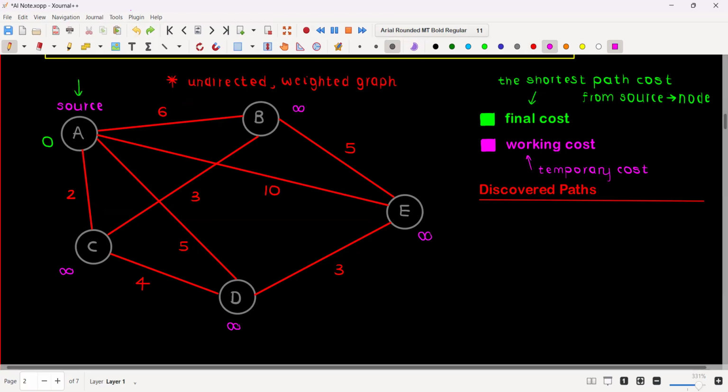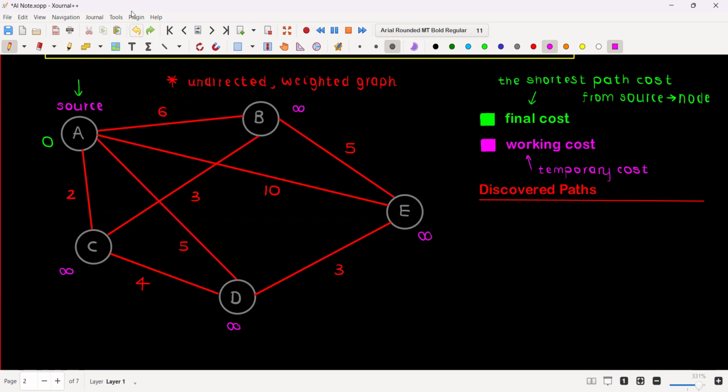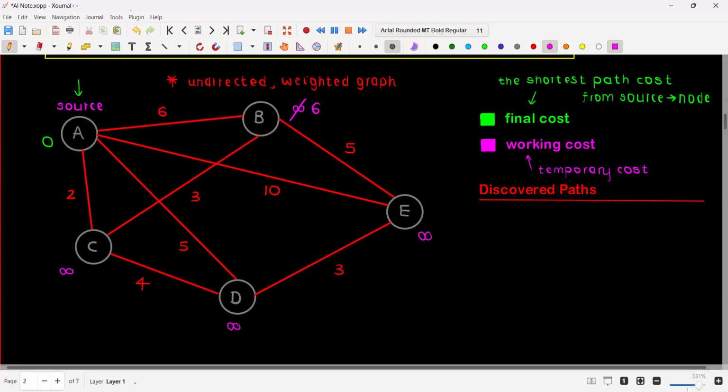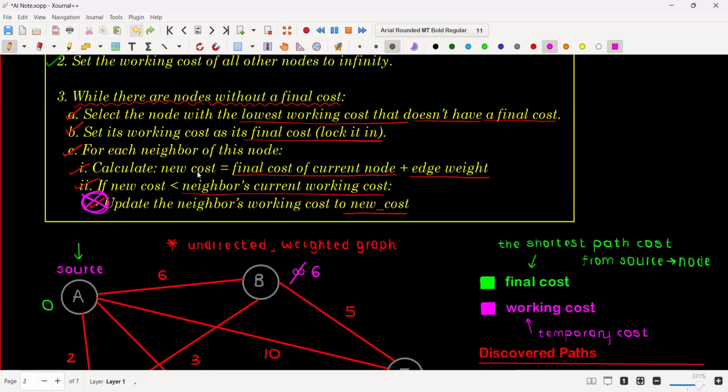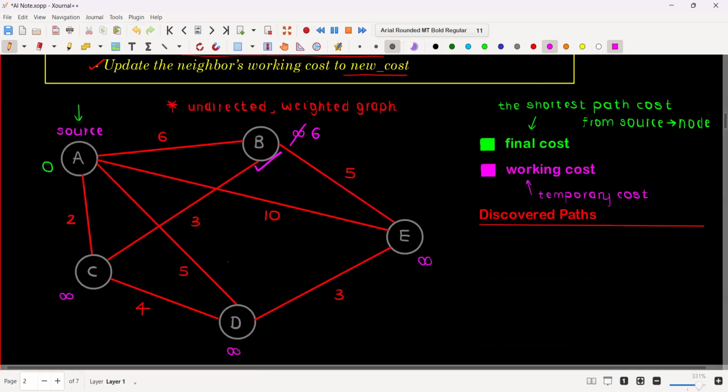Now you need to ask yourself, is the 6 that we calculated as a path cost for B less than the current working cost for B? I mean, anything is less than infinity, right? So you can imagine that this infinity gets replaced by 6, which is what in the algorithm this means: update the neighbor's working cost to new cost if the new cost is less than the neighbor's current working cost. So the neighbor B from source has been allocated the working cost of infinity, and the 6 that we calculated now, the new cost, is definitely less than infinity, so we can replace the infinity by 6. But we can't say that that's the final cost yet because we may discover a shorter path to B. All right. Okay, now let's proceed.